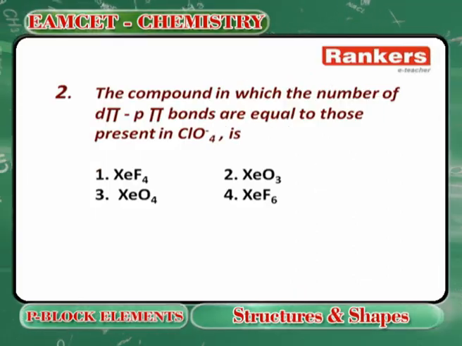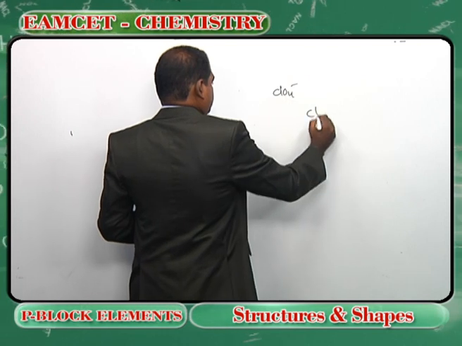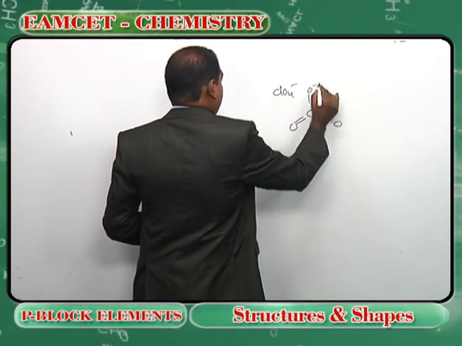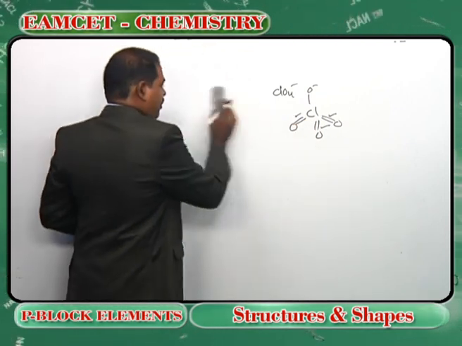The compound in which the number of dπ-pπ bonds is equal to those present in ClO4 minus. First of all, you should know about ClO4 minus. ClO4 minus has 3 dπ-pπ bonds. This is a dπ-pπ, this is a dπ-pπ, this is a dπ-pπ. How do we know?